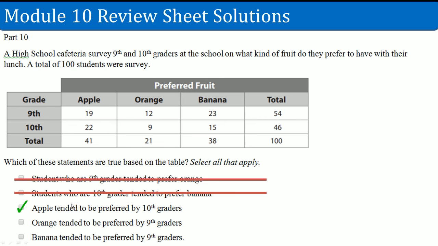Oranges tend to be preferred by the ninth graders. Ninth graders. Oranges. Nope, that is the smallest one. That is wrong. Is banana preferred by the ninth graders? Yep. Bananas are 23. Apples are only 19. So that is correct.